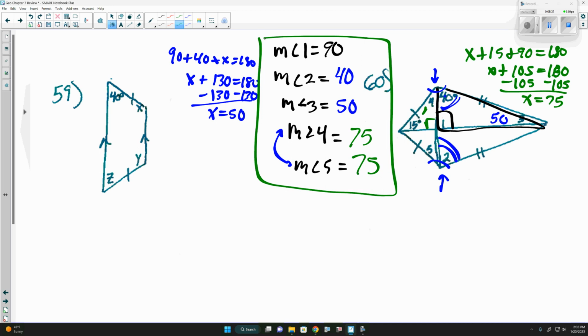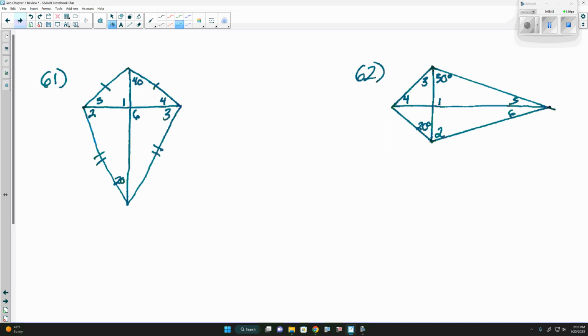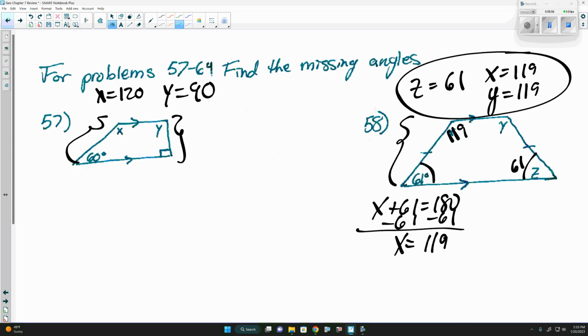Questions on 61 or 62? 61 and 62 are just the same as 60 for both kites. So we can't say the base angles are congruent, but the non-base angles add up to be 180.